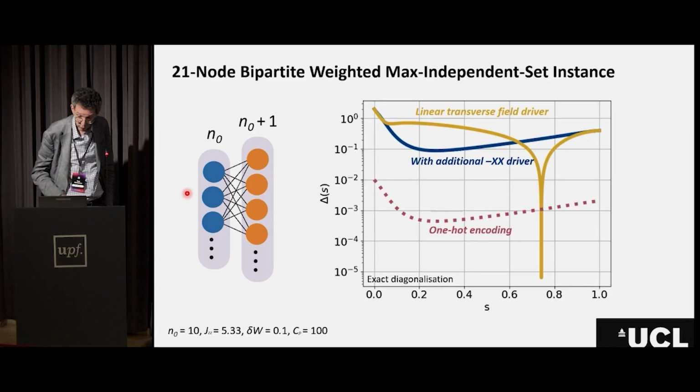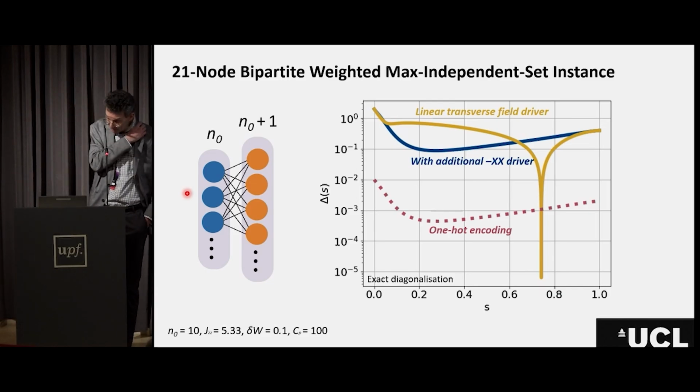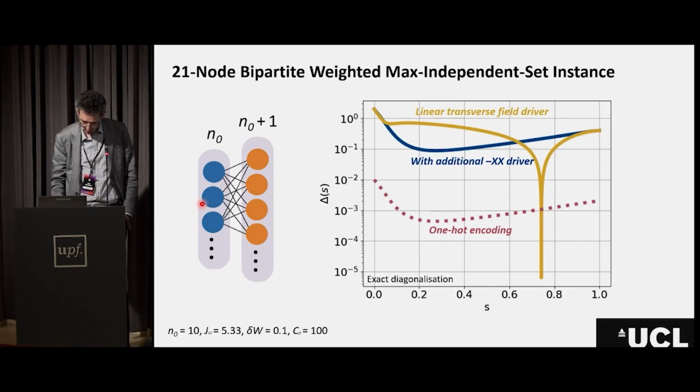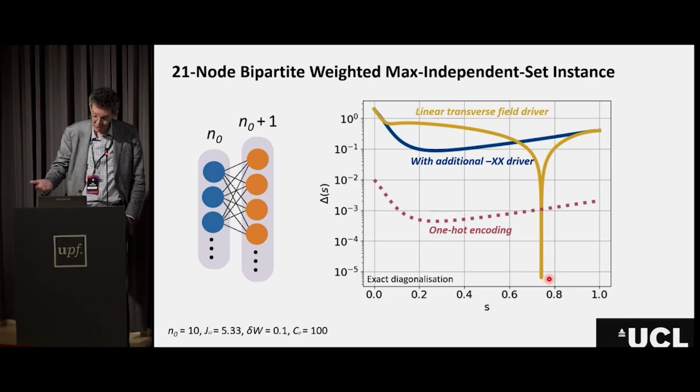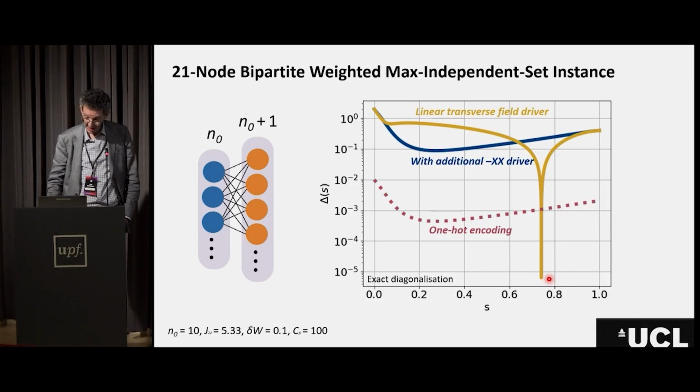So now here's the result. We're just doing exact diagonalization to calculate the minimum gap in those three cases. So here for a system of 21 spins, we're plotting the minimum gap on the y-axis on a log scale as a function of the normalized annealing parameter running from 0 to 1 on the x-axis. With the standard linear transverse field driver, we have this horrible minimum gap at about s equals 0.7 something, and that's the gap which is going to cause errors in our computation, so we need to eliminate it. And we can eliminate it quite successfully with this additional XX driver.